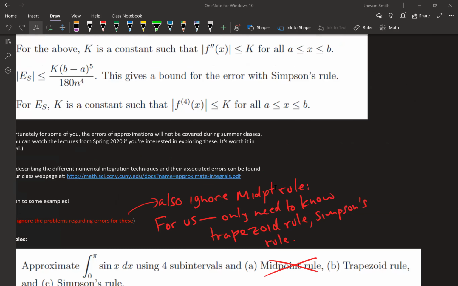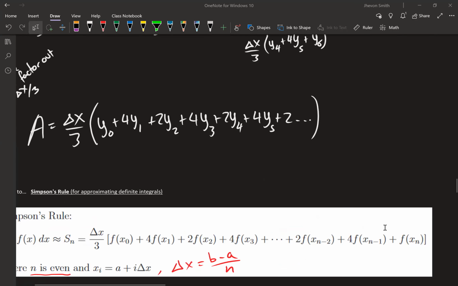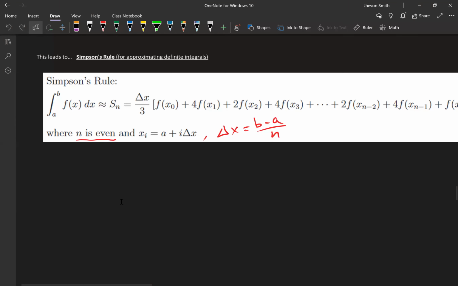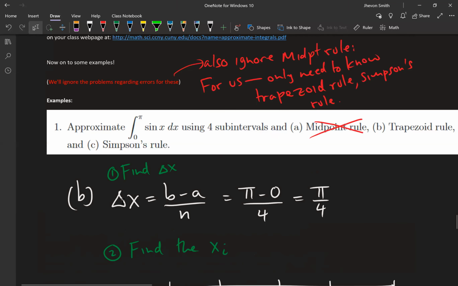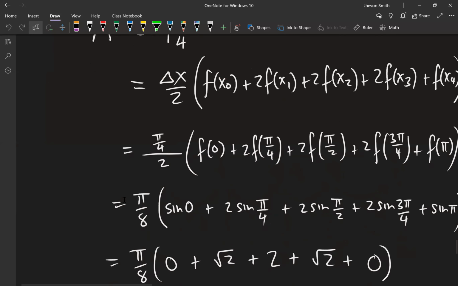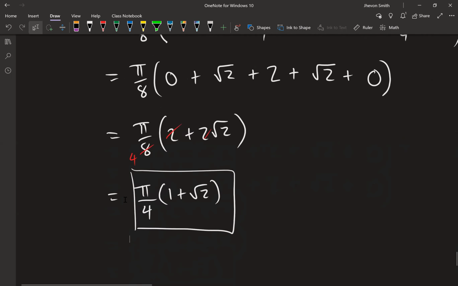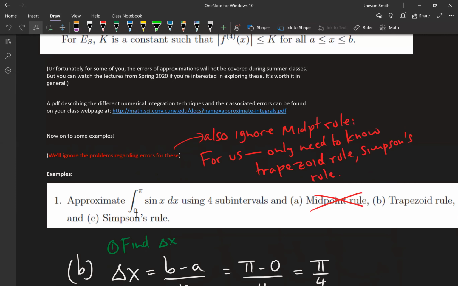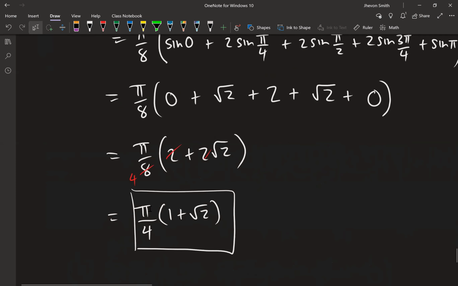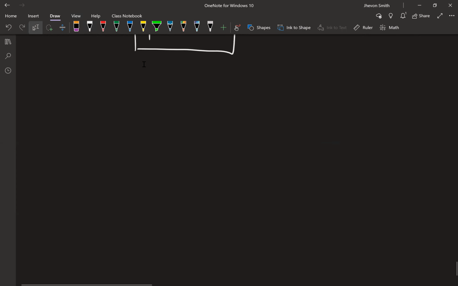Pretty much all you need to know for these guys is this new formula. Your delta x is done the same way that you did back in Calc 1. Really, this is almost like a Calc 1 topic. You could have done it back there, but this wasn't in the syllabus back in Calc 1 for whatever reason. So now let's actually do C, Simpson's Rule. So the same thing, we're just going to do Simpson's Rule.